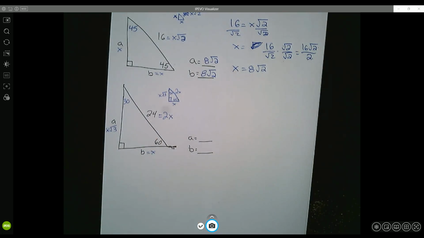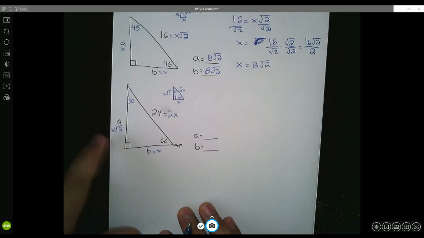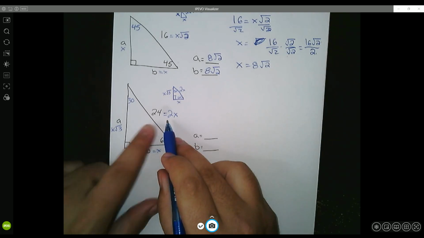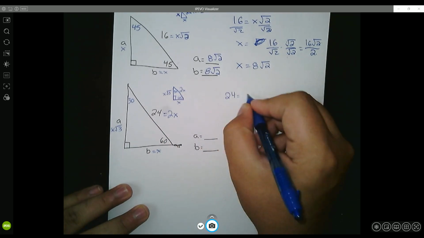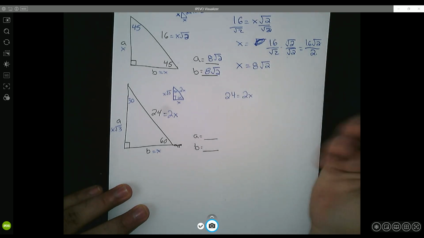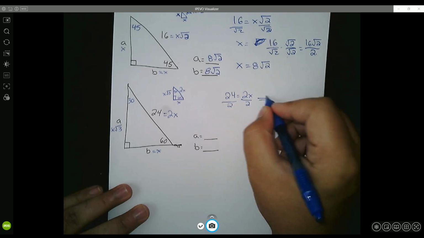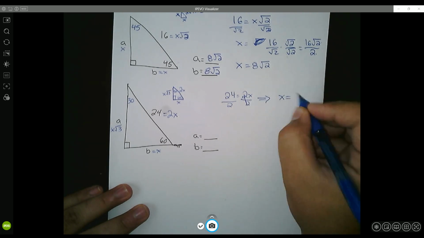Once again, just like on any other problem of this style, we need to solve for x. Solving for x will solve both of these problems because that's what we're looking for. So I'm going to take the hypotenuse equation and solve for x. 24 is equal to 2x. We solve for x, so divide by 2. We're left with x is equal to 12.